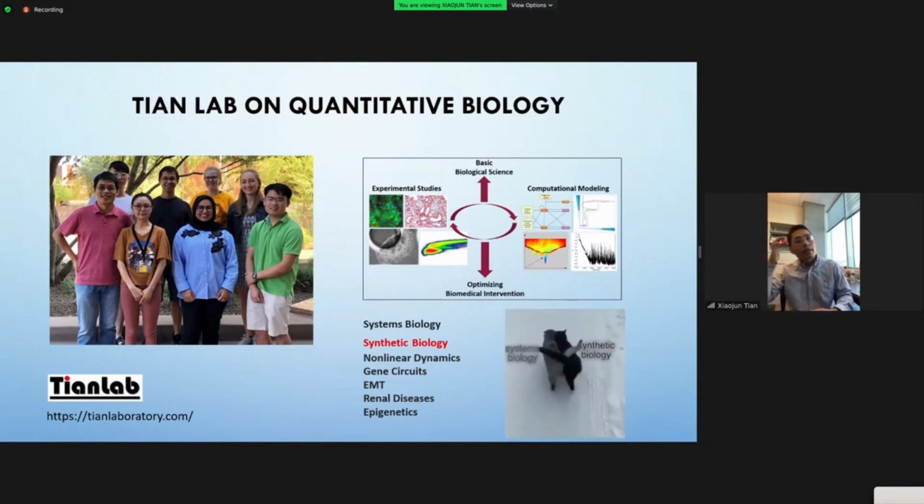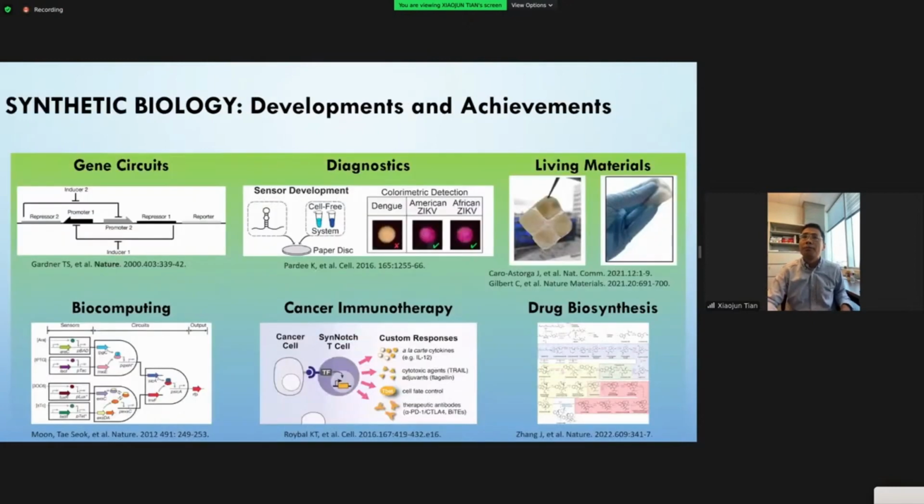I started synthetic biology research in my second year at ASU. Today I will talk about some stories from these projects. Since I was a PhD student, about 15 years ago, I have been following the achievements in the field of synthetic biology, even though I didn't do any related project before I started my lab. There are many remarkable achievements, including but not limited to the examples listed here: gene circuits, biocomputing, diagnosis, cancer therapy, living materials, and drug synthesis.